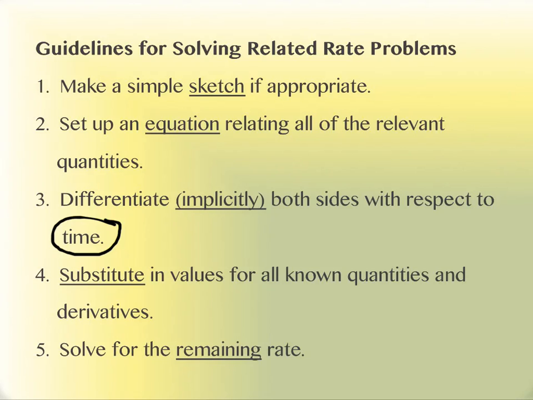The fourth thing is to substitute the values for known quantities and derivatives. And then the last thing will be to solve for the remaining rate. Okay? So those are the steps in what we're doing.